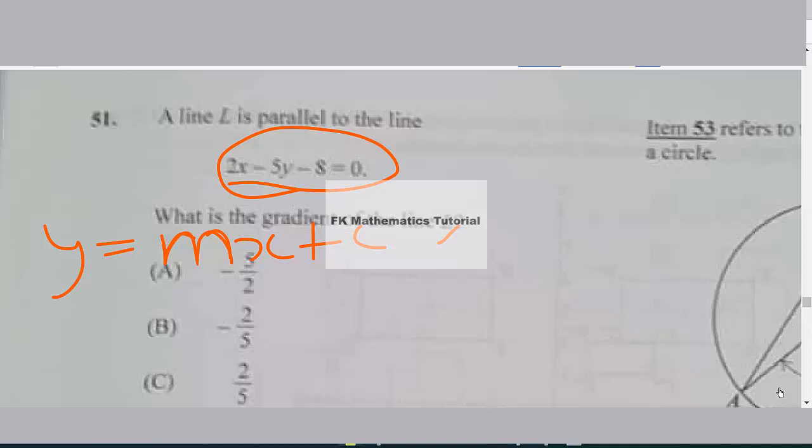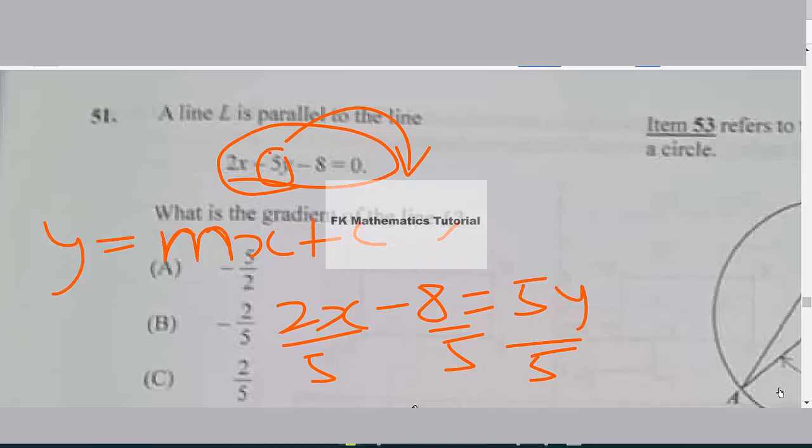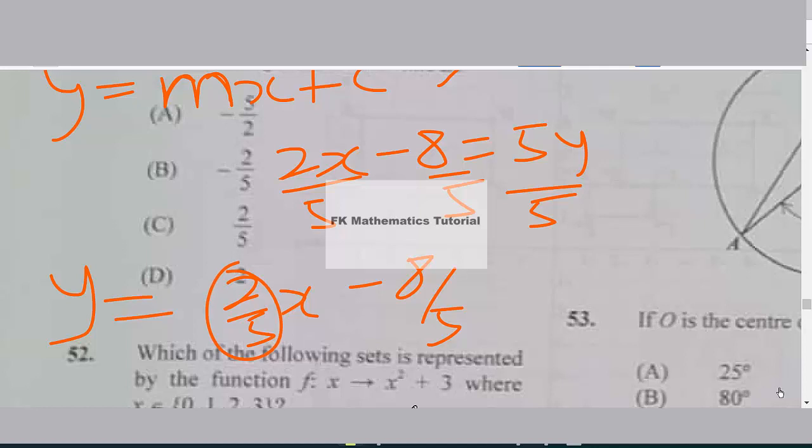So let's move the negative 5y to this side. That will be 2x minus 8 is equal to 5y. Now let's divide through by 5. So we have y is equal to 2 over 5 x minus 8 over 5. The gradient is 2 over 5. So the correct answer is C.